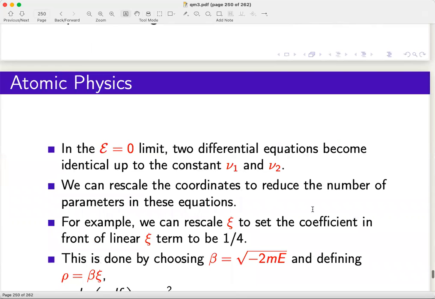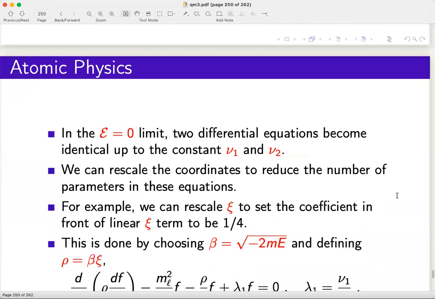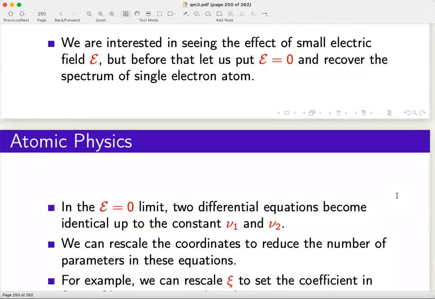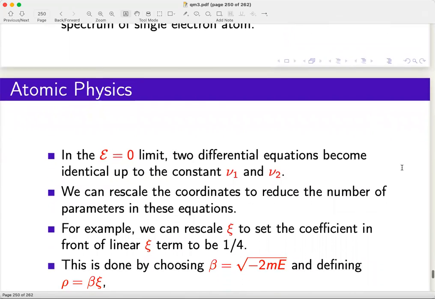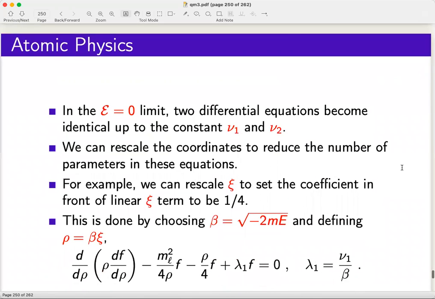So suppose we start with the external electric field to be 0. Then we should be able to get the hydrogen atom problem. So let's see how we get it.